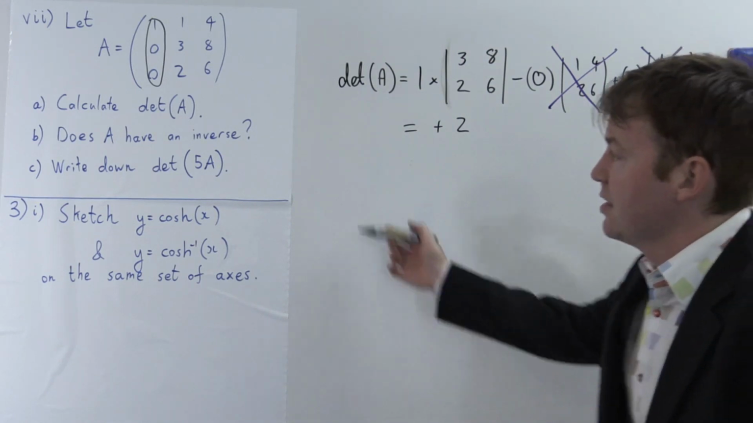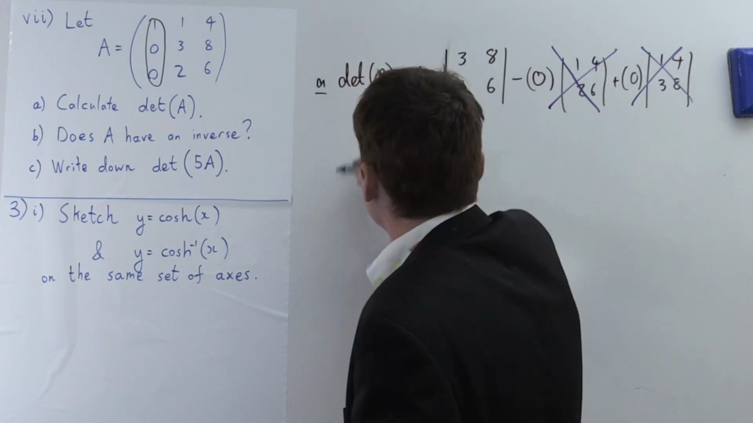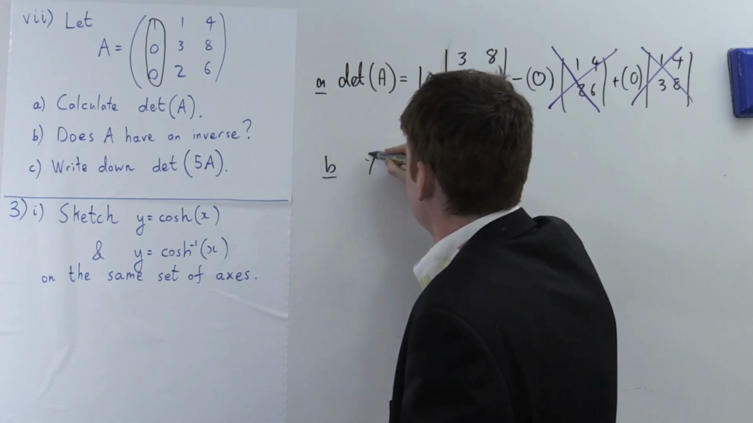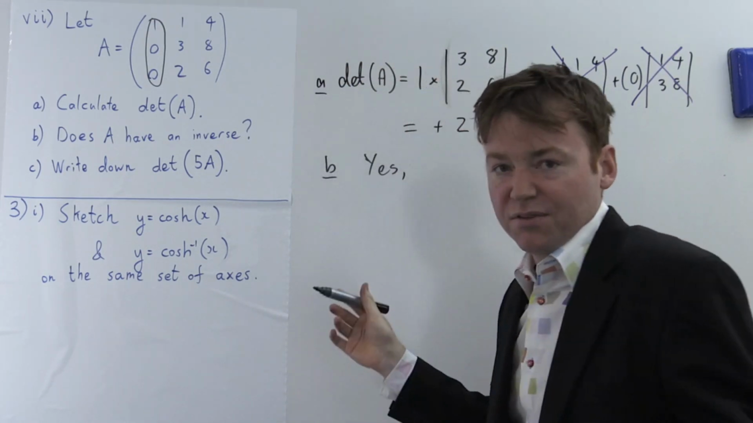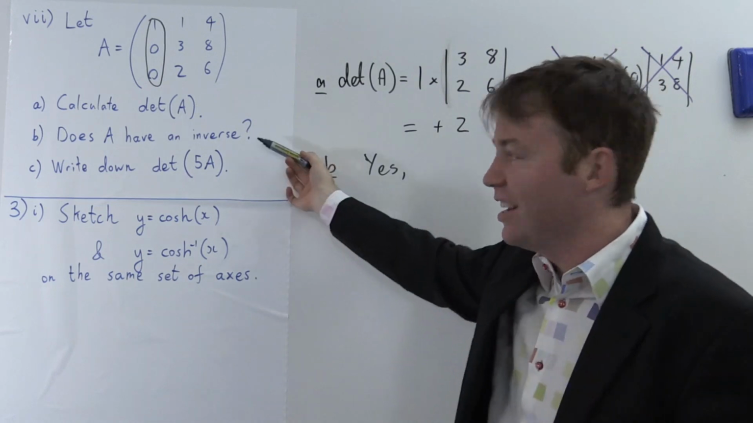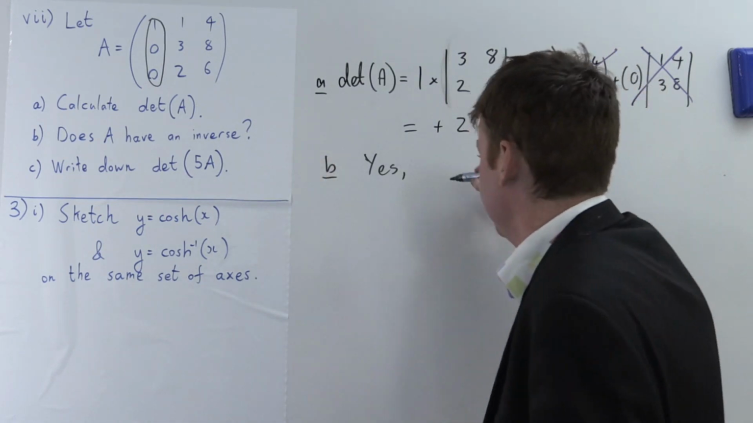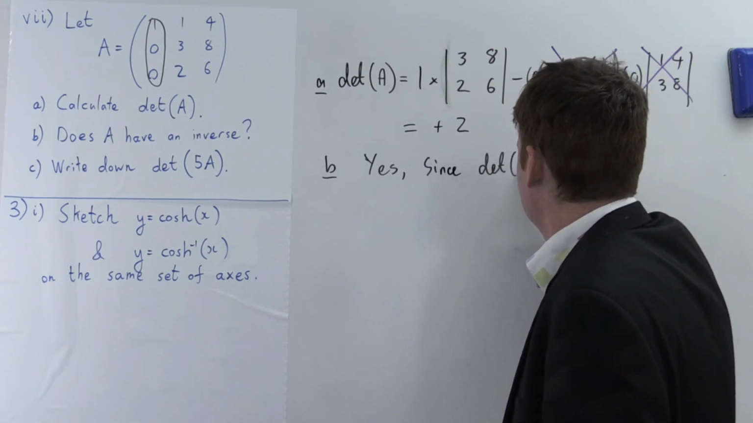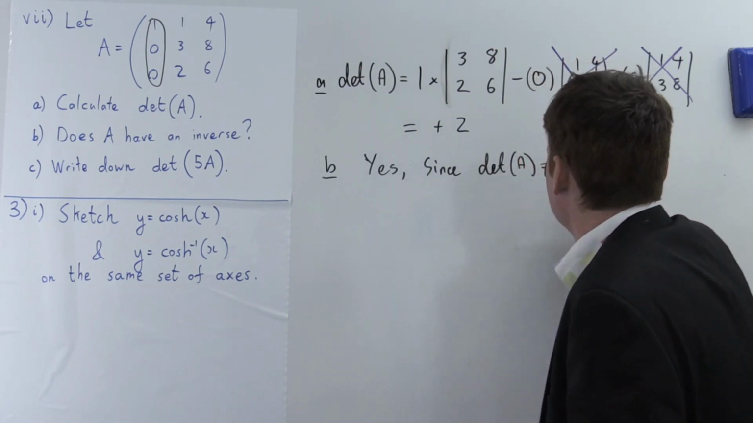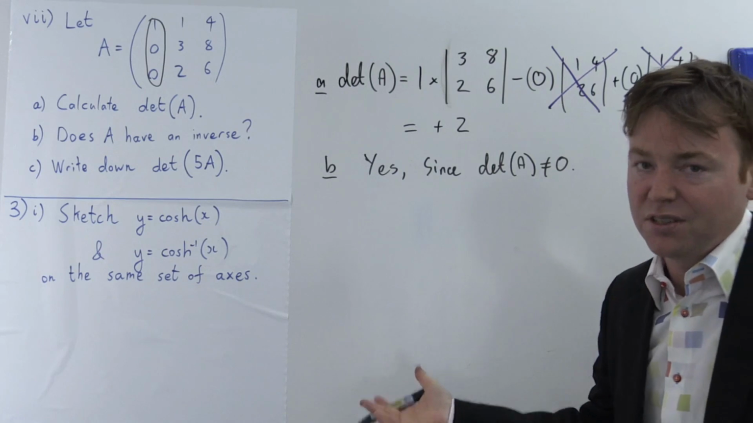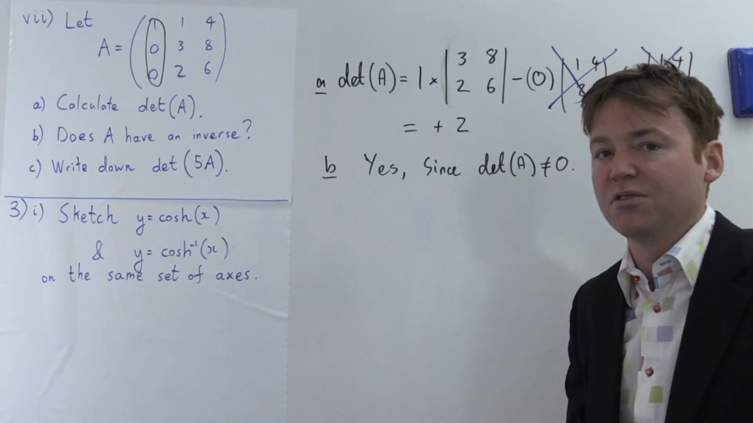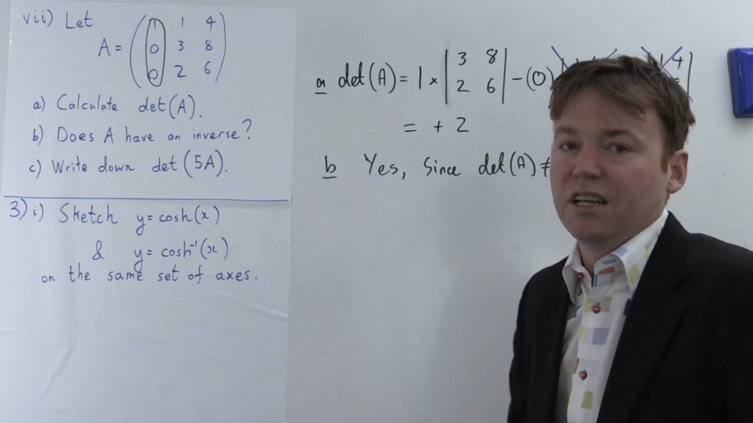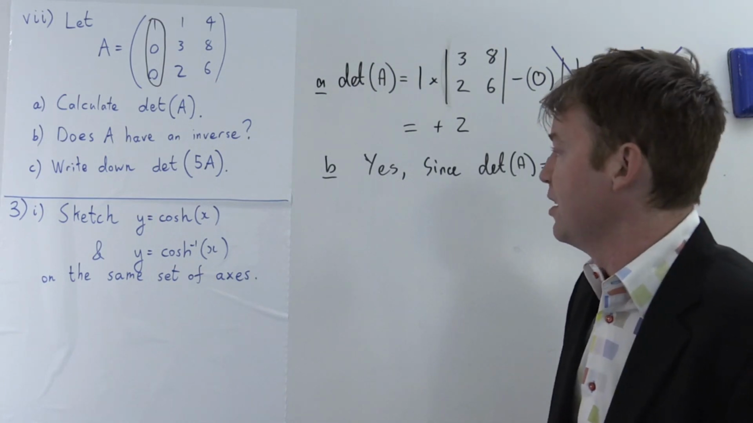Right. Does A have an inverse? So this was part A. Does A have an inverse? B. Yes. And you probably need to give some reason for this. Even if it doesn't ask you for a reason, give a reason. Yes, since det A is not equal to 0. Whenever the determinant is not 0, there is an inverse. It's a nifty way of determining if an inverse exists without actually explicitly finding it.